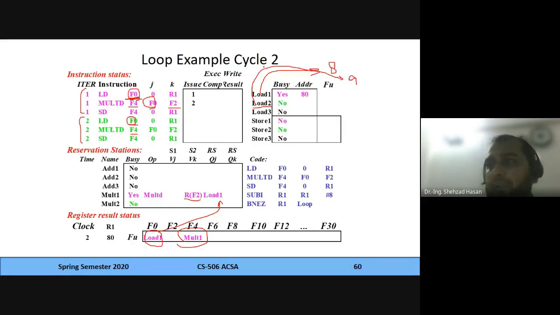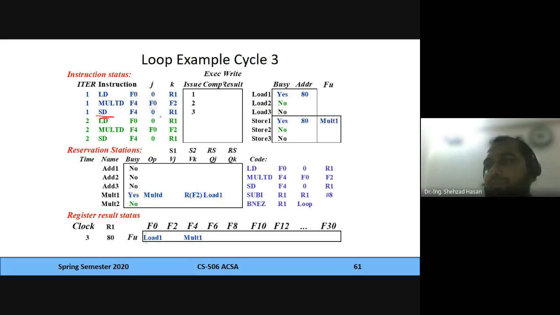In the third cycle, we are going to issue the store, and likewise you can see the store instruction is going to put the value F4 in the memory location 0 R1. So R1 was 80, so 80 is the address. F4 value is going to come from mult1, so again the store reservation station has mult1 written. So everything is fine till these three cycles.